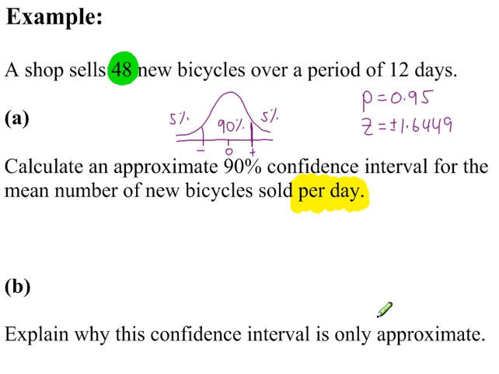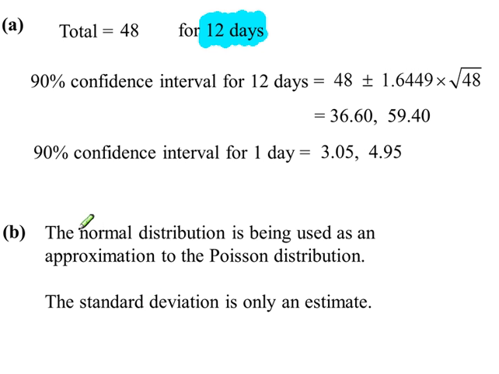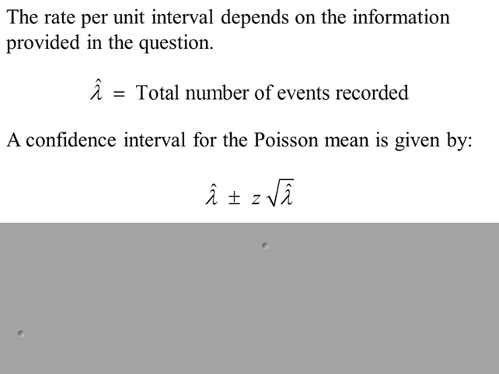The interval calculated is only approximate for 2 reasons. First of all, the normal distribution is being used as an approximation to the Poisson distribution. The second reason, the standard deviation used is only an estimate. And the standard deviation is this part of the formula. This is the estimated standard deviation, this value here.